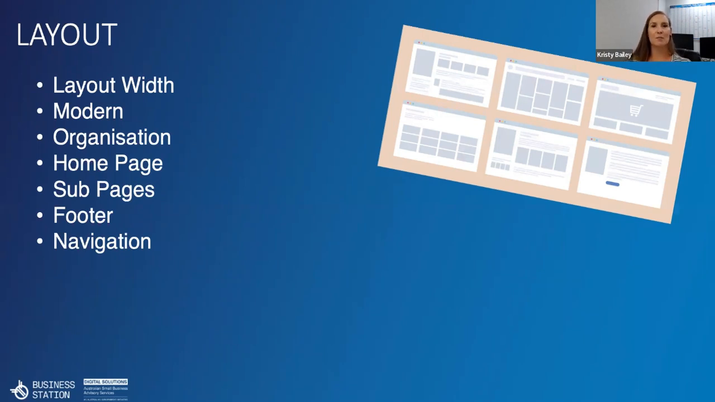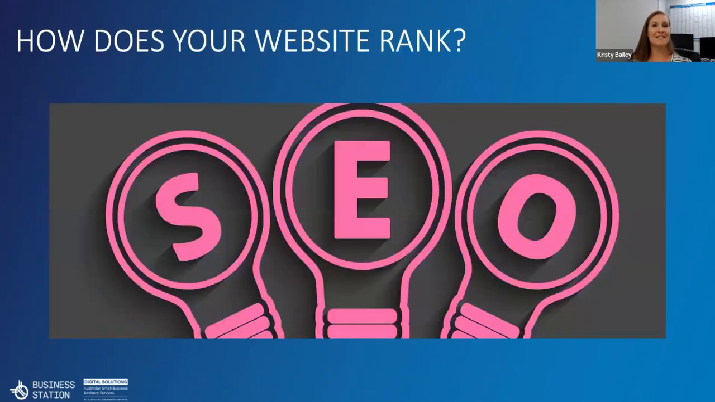Subpages are just as important. They should have consistent layouts within them, and the information should be quite easy to read and to find. Normally, you'd have a footer. Your footer would have your contact information, and most of the time it will have a repetition of your main menu as well, laid out as a block at the bottom. And then navigation: make sure it's easy to find your main pages and any subpages, and that the navigation layout stays the same across your site. So that's your website itself.